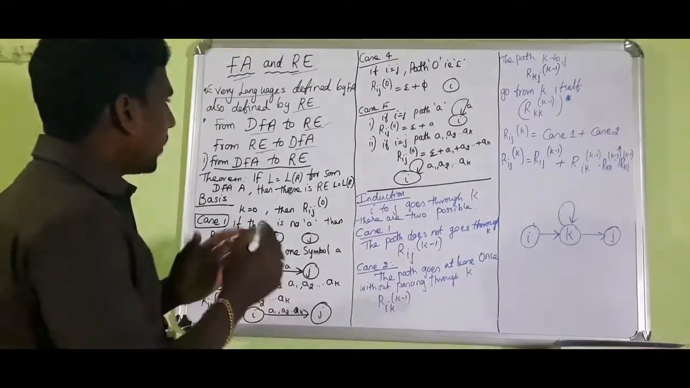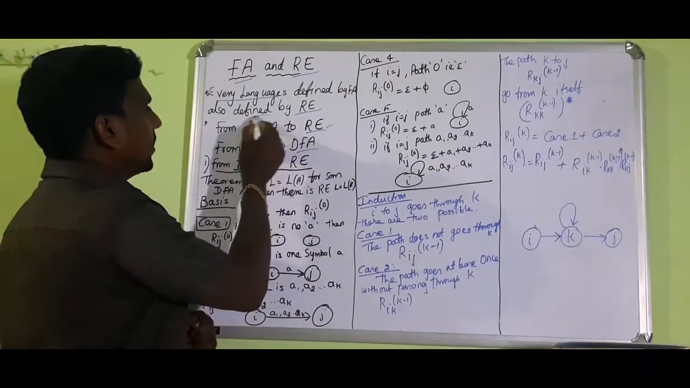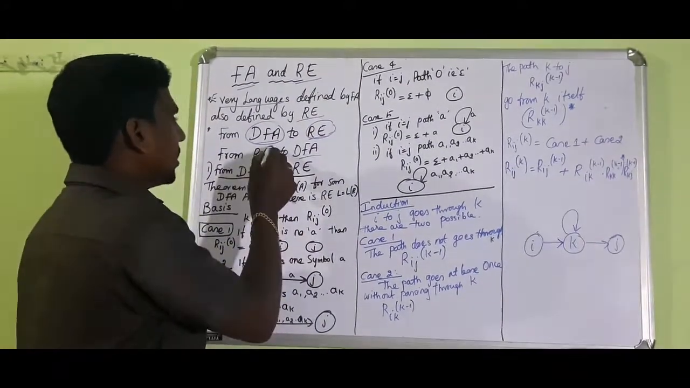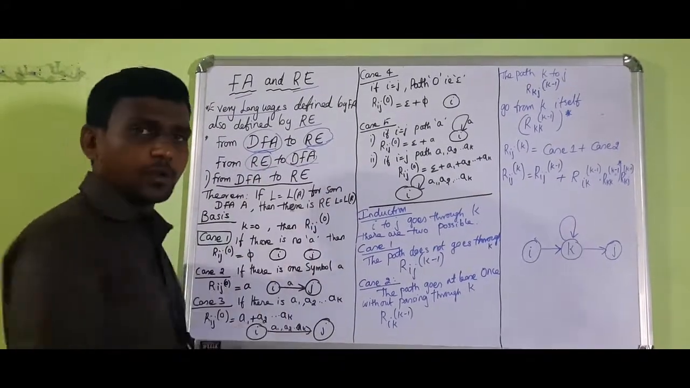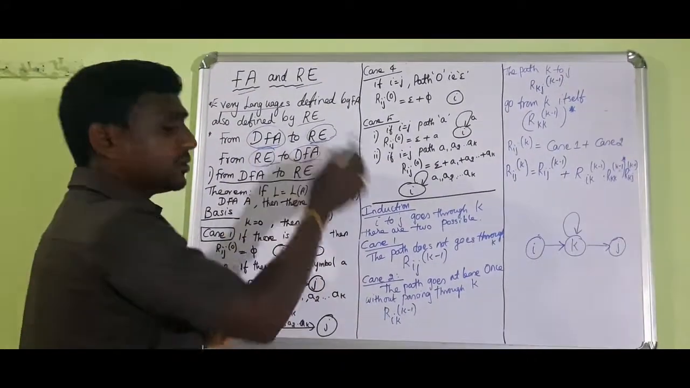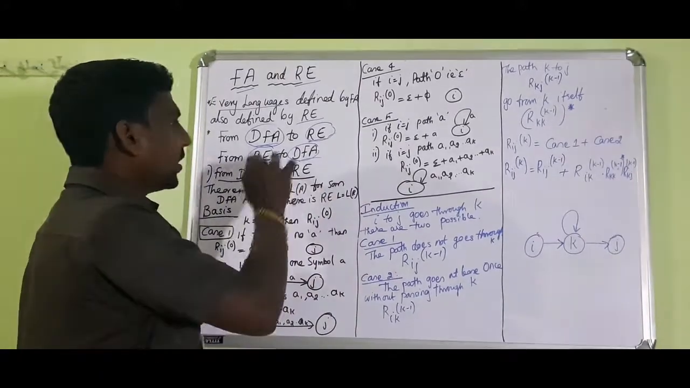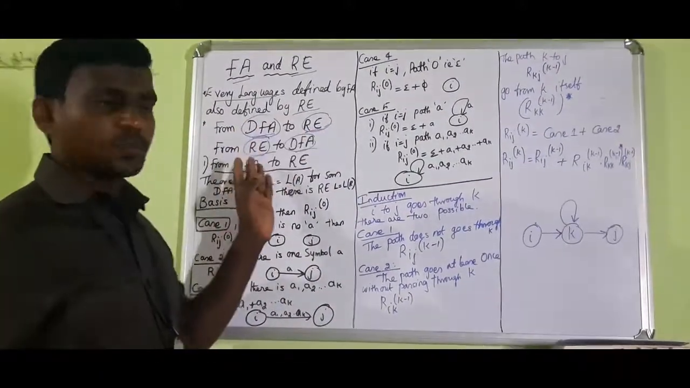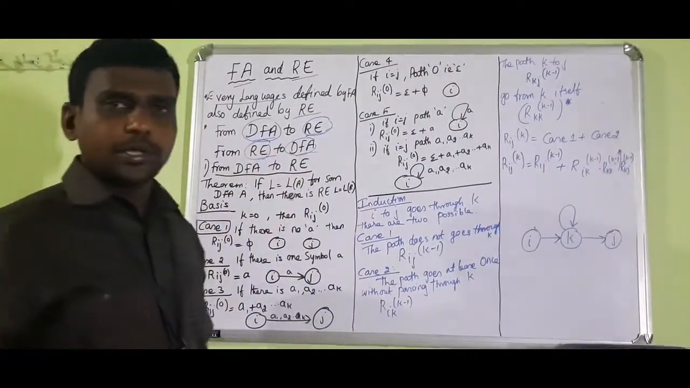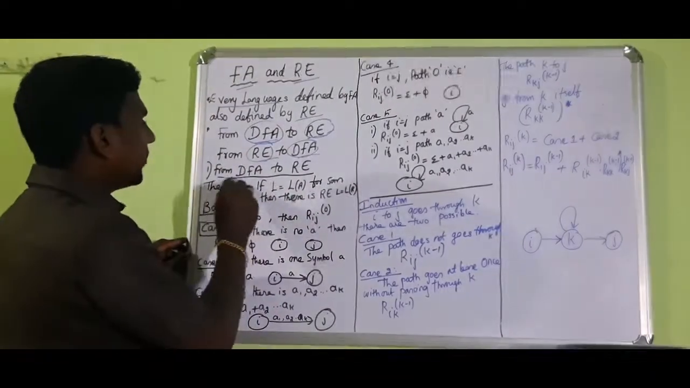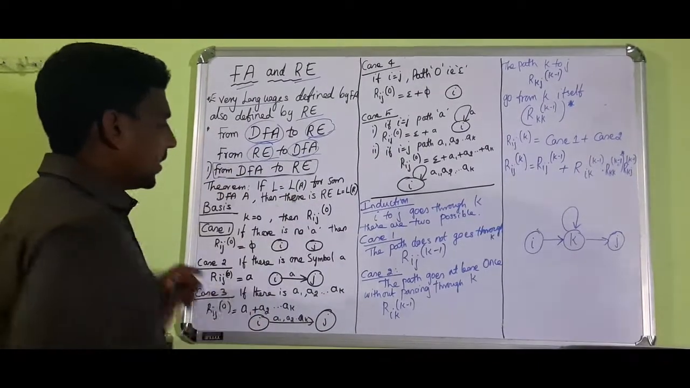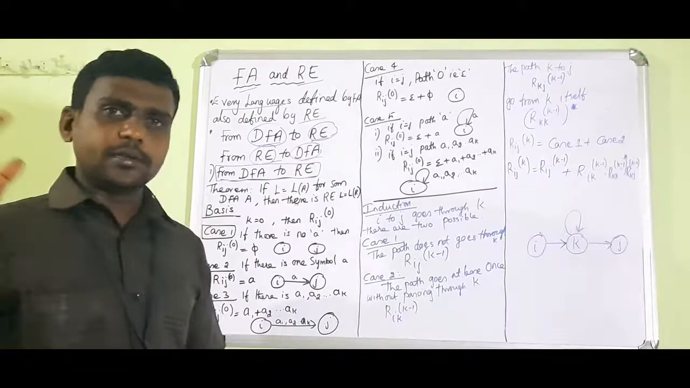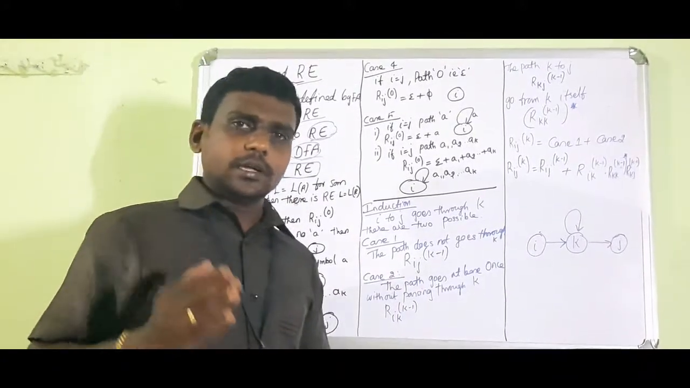So we will prove that the DFA and regular expression are equal. Similarly, in the reverse order, regular expression and DFA are equal. We can convert from DFA to regular expression and from regular expression to DFA. We have two main problems: one is DFA to regular expression, another is regular expression to DFA. First we will see DFA to regular expression. What is DFA? Deterministic finite automata, which we studied in previous video classes.